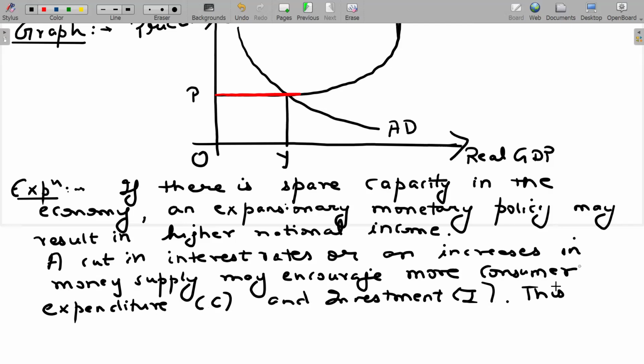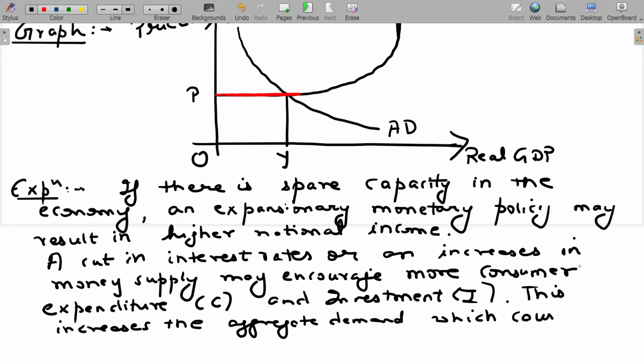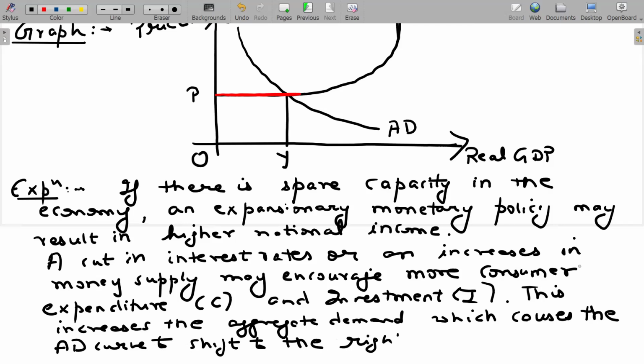This increases the aggregate demand, which causes the AD curve to shift to the right, to AD1.